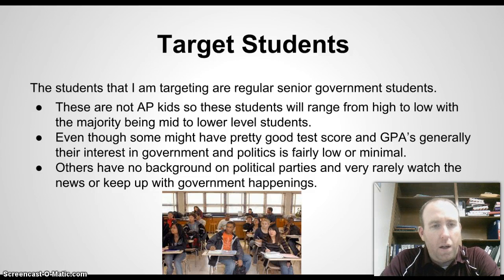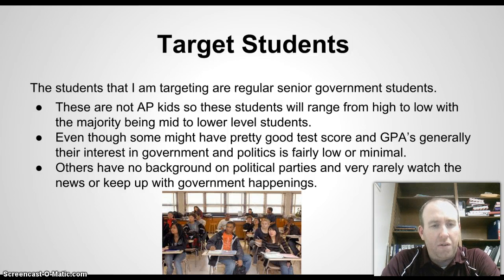Here at Hayes High, we have two different types of government that seniors can take. One is an AP level, and one is a regular government level. These target students are not AP kids, although some of these students will be fairly high level students. Most of them, however, the majority, will be mid to lower level students that can't meet the requirements for a higher level AP government class.